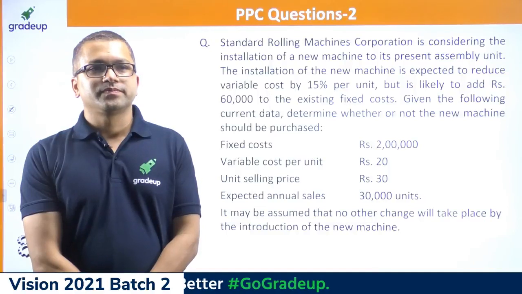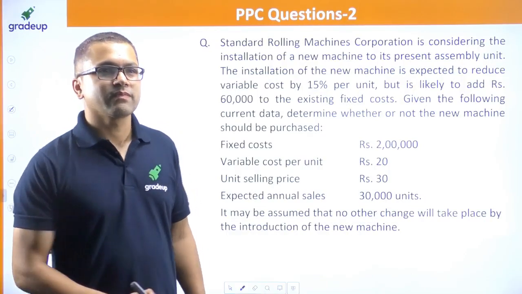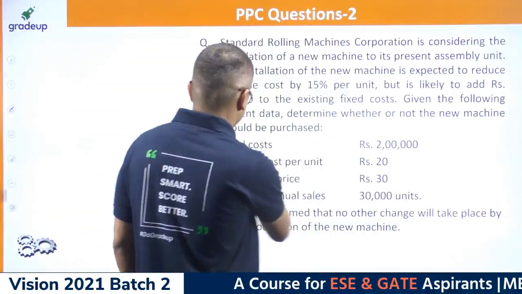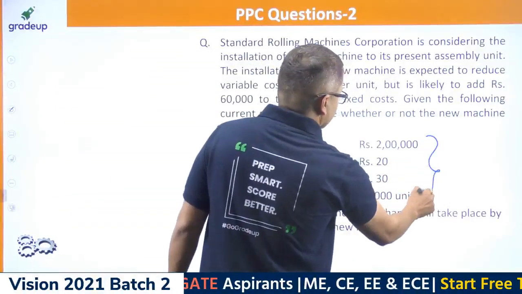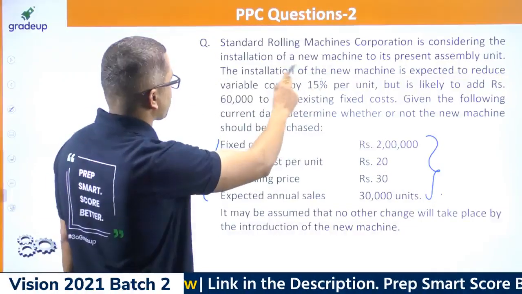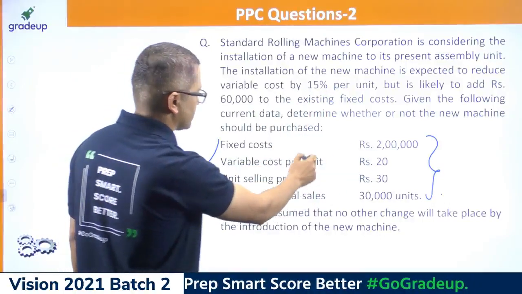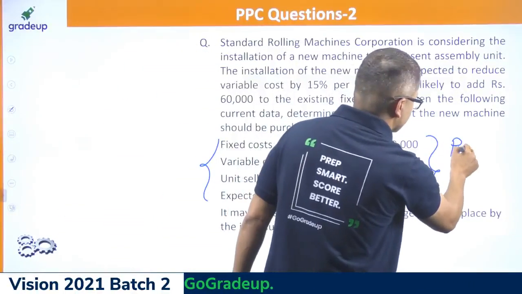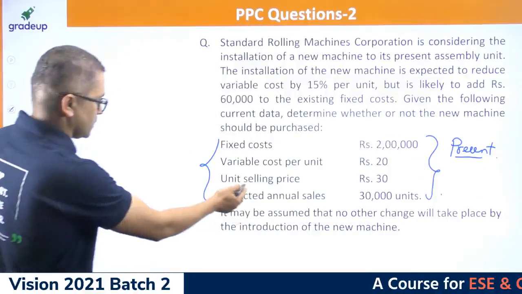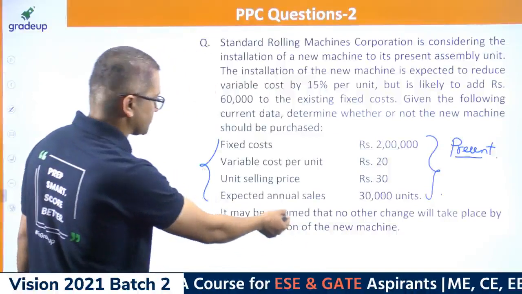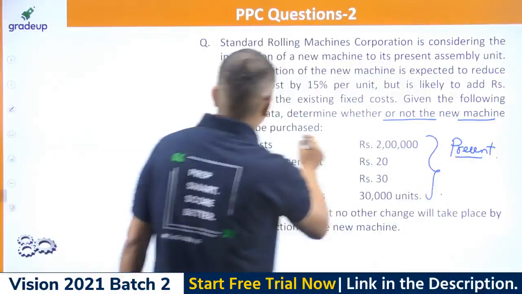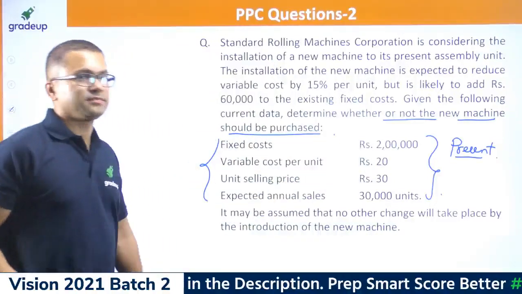Okay, then here, what are we up to? So this information is given to you. Fixed cost, and this one is for the new machine. Okay, fine. So this one is for the present machine. Okay, so we just need to find if the new machine should be purchased or not.